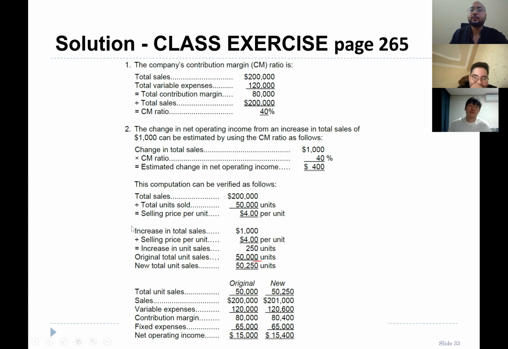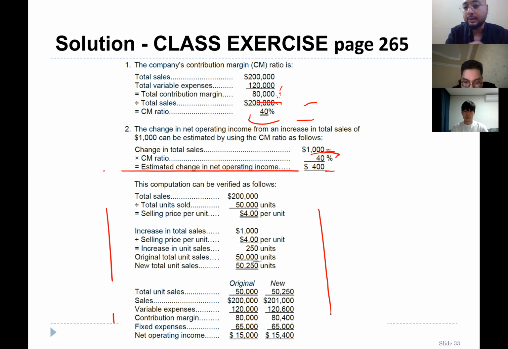Right? First of all, you find out the CM ratio is 40% correctly. How can you find the CM ratio? You find out CM. CM is total sales minus total variable cost, which is 80,000. 80,000 divided by total sales, 200,000, the answer would be 40%. So if we were to increase sales by 1,000, CM would increase by 40% of the increased sales, 400. So CM would be increased by 400. So here is the verification.